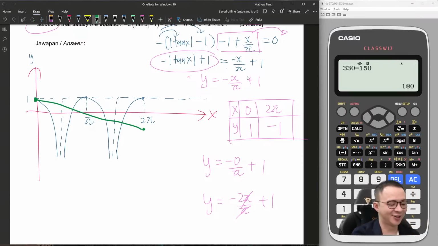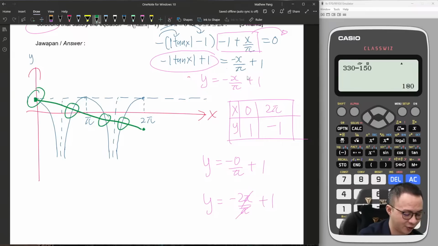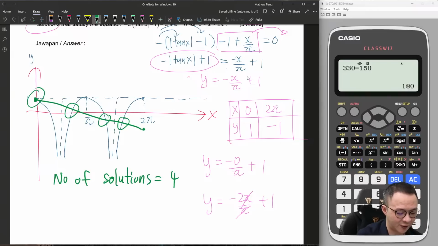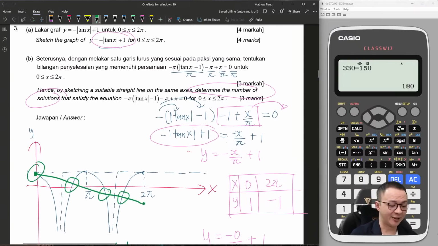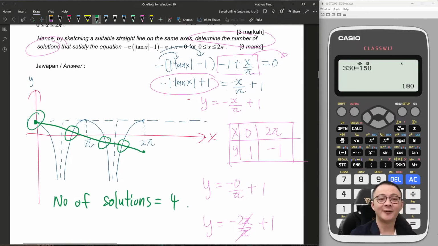It's a straight line. I assume it's a straight line. I don't have a ruler here; a ruler is very hard to use. So how many intersection points? 1, 2, 3, 4. Therefore, the number of solutions is 4. Done. 7 mark trigonometry. Any questions you want to ask me?